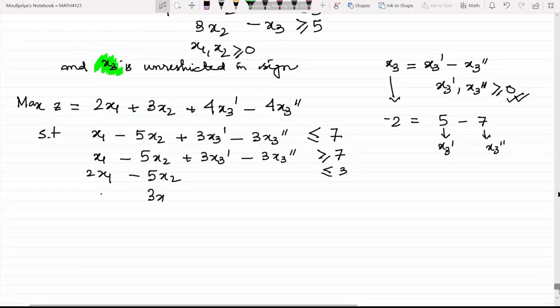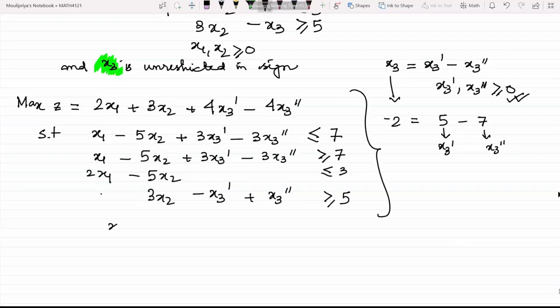3x2 minus x3' plus x3'' greater than or equal to 5. Are you all okay with this? Of course, where x1, x2, x3' and x3'' are all greater than or equal to 0. Am I clear?